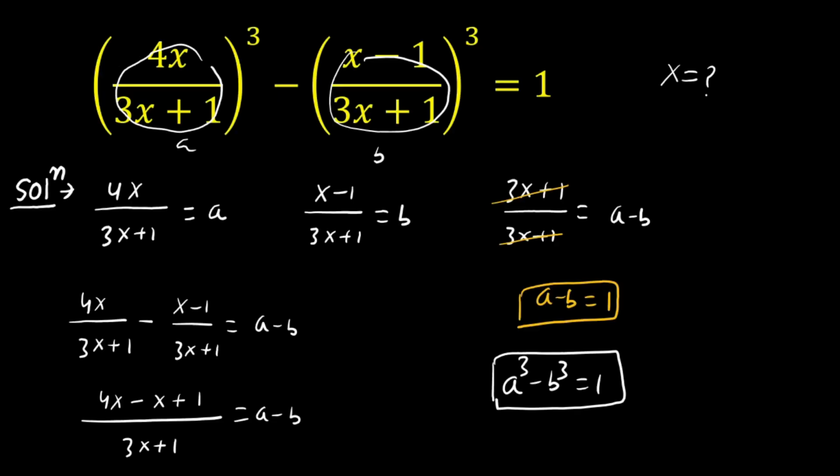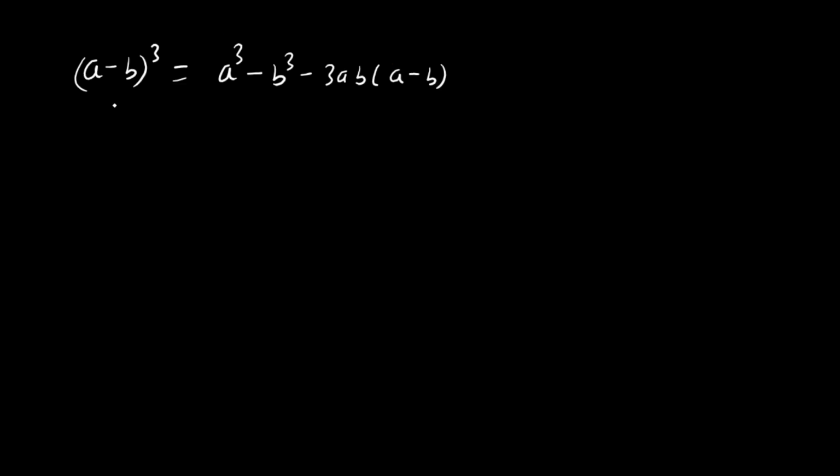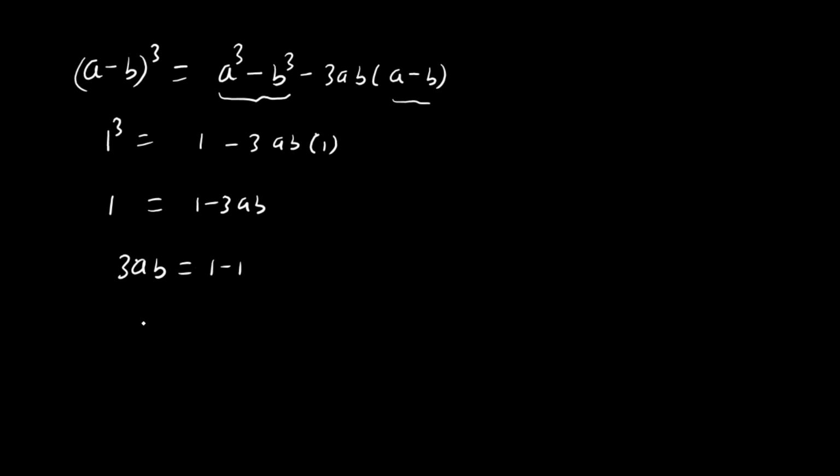We know that the value of a minus b is 1 and the value of a cube minus b cube is also 1. So a minus b is replaced by 1 power 3, which is equal to a cube minus b cube replaced by 1, minus 3 times ab, and a minus b is replaced by 1. Now 1 power 3, that is 1, is equal to 1 minus 3ab. If we take the minus 3ab to the left hand side, then 3 times ab is equal to 1 minus 1, that is 0. So 3 times ab is equal to 0, and it means a times b is equal to 0.